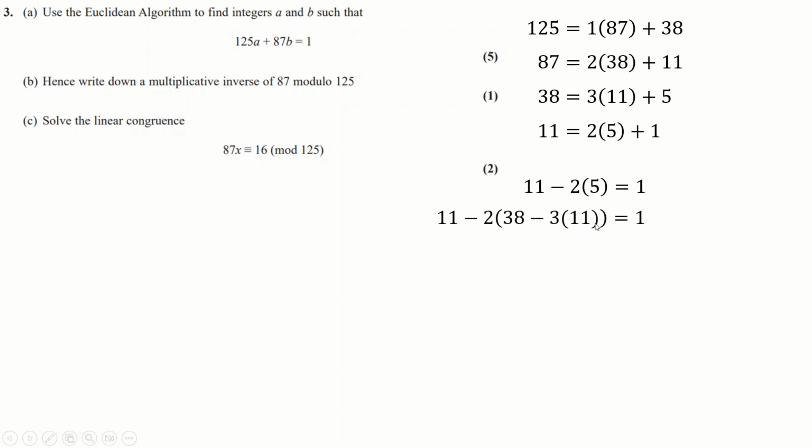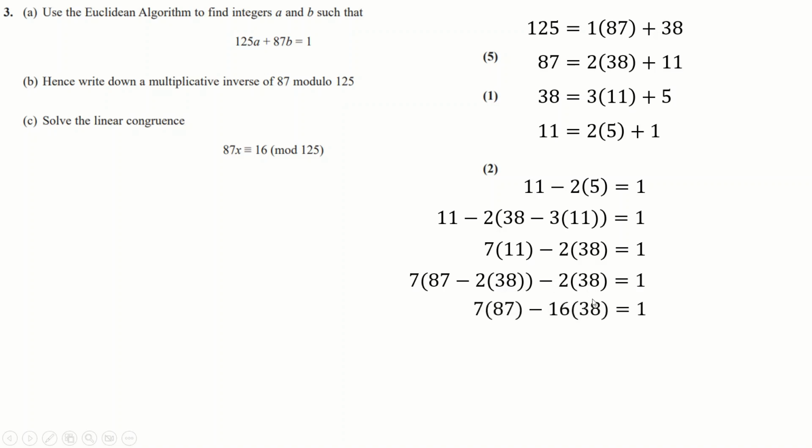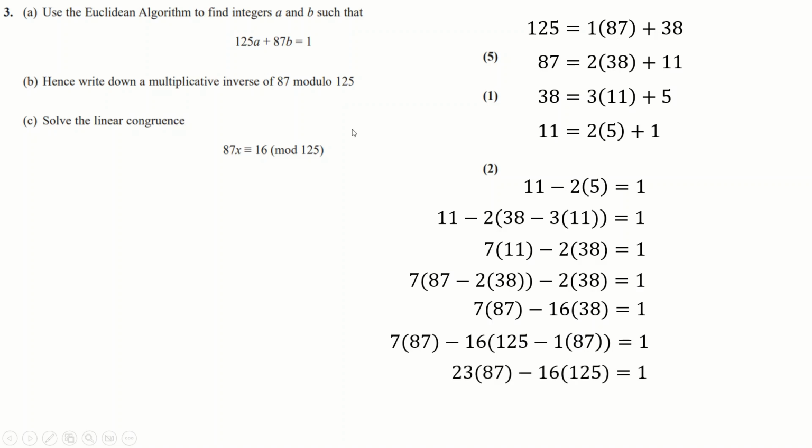And what I'm going to do here is just some algebra without any algebra. So 1 lot of 11, minus 2 times minus 3 is plus 6. So it's 1 lot of 11 plus 6 lots of 11 makes 7 lots of 11, minus 2 lots of 38. And then 11 is 87 minus 2 lots of 38, so just replace that. 7 lots of 87 minus 14 lots of 38, minus 2 lots of 38 makes minus 16 lots of 38. And then one more time, 38 is 125 minus 1 lot of 87. Expand this out and we get this. And so I think this relates to here, because B is 23 and A is minus 16.